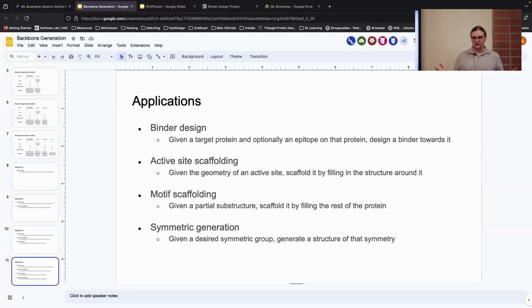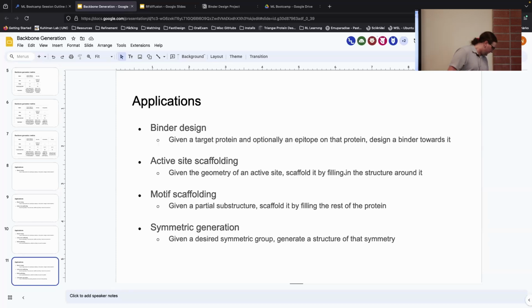And then you can also do symmetric design. So given a specific symmetry group that you're interested in, maybe cyclic group 4, so you'd have 4 proteins in a cyclic arrangement, you can generate a structure given that symmetry. The way they do that is really just diffusing a structure and then copying it over based on that symmetry group. There's a variety of different symmetry groups like dihedral symmetry, tetrahedral symmetry, icosahedral symmetry. And we'll be playing around with some of those in the activity.